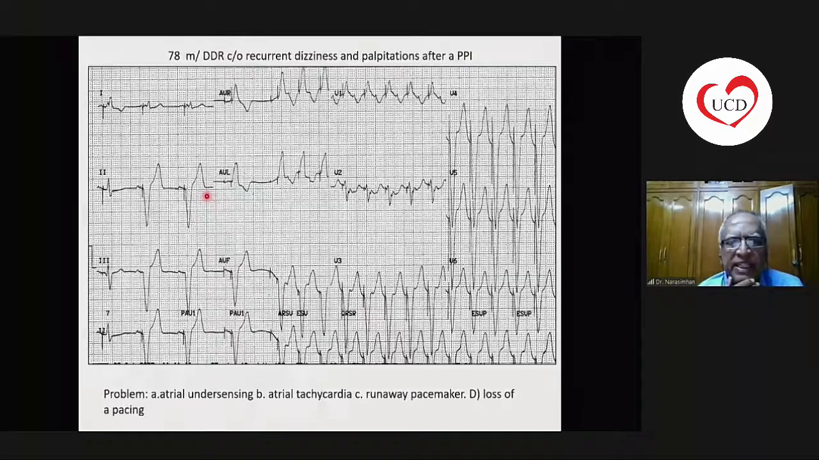This is a 78-year-old person following a pacemaker, has gone back and presents with presyncope and palpitation, dizziness and palpitations. What is the diagnosis? What is the problem? Atrial undersensing? Is it atrial tachycardia? Is it a runaway pacemaker, or is it loss of atrial pacing which is causing the problem?